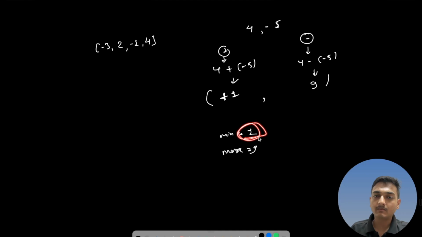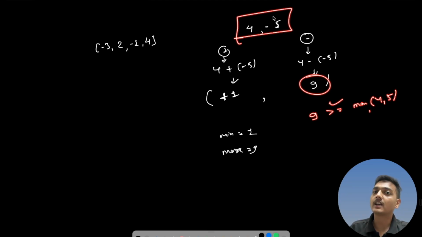So I need to compare this minimum. Is this minimum less than or equal to the minimum of the absolute values? I will take the absolute, so I make them positive. Is this minimum 1 less than or equal to the minimum of 4 and 5? Yes, this condition is satisfied. Now I need to check the maximum again. Is this 9 greater than or equal to the maximum of the absolute values of 4 and 5? Yes, it's satisfied. So 4 and -5 can be one of my pairs.